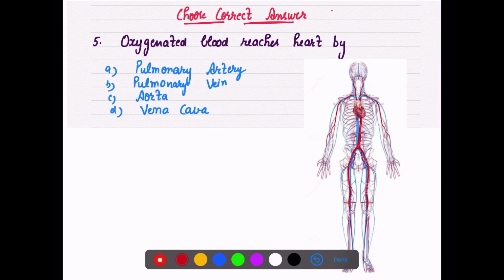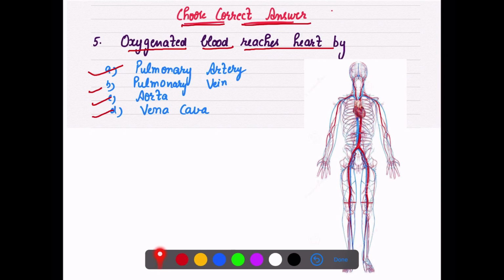Let's move to the next question. Choose the correct answer. This is our fifth question. Oxygenated blood reaches the heart by pulmonary artery, pulmonary vein, aorta, or vena cava.